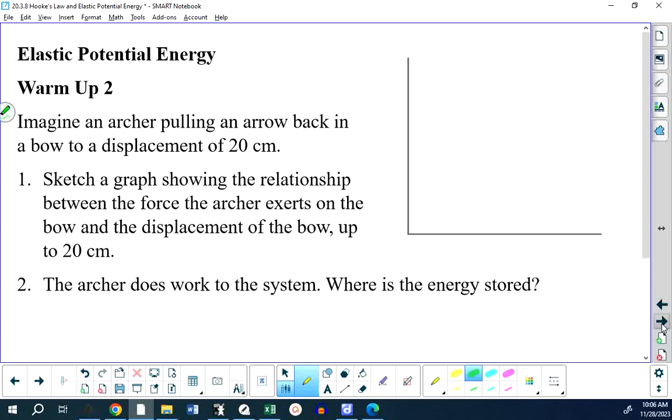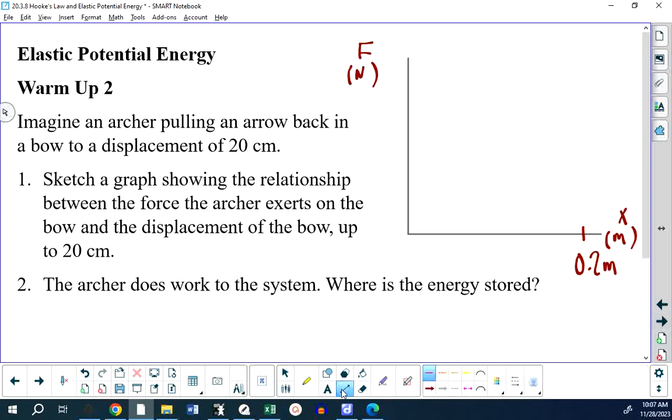So we want to sketch a graph here showing the force as I draw the arrow back a total distance of 20 centimeters. So we can label on here 0.2 meters. We should label this as x in meters. And there's some force. Let's label this as the force, and I'm not worried about whether it's positive or negative. It's just a force. What will this graph look like? Well, like that.